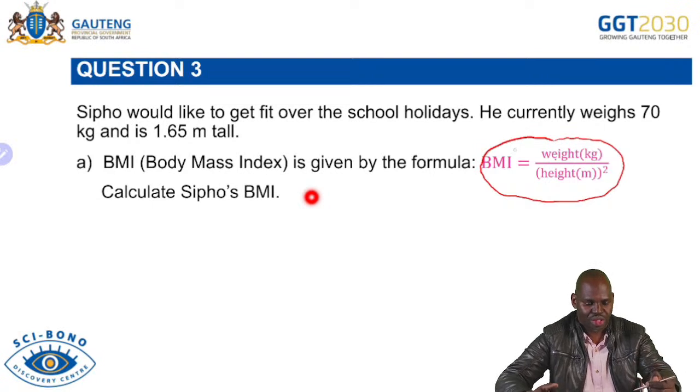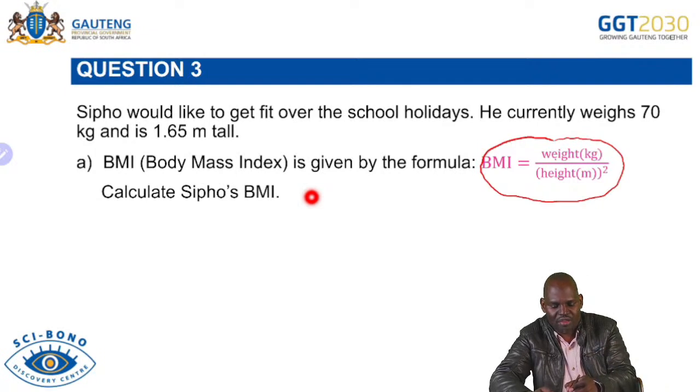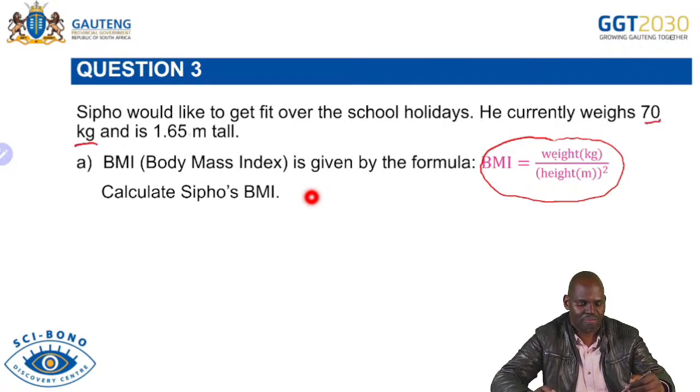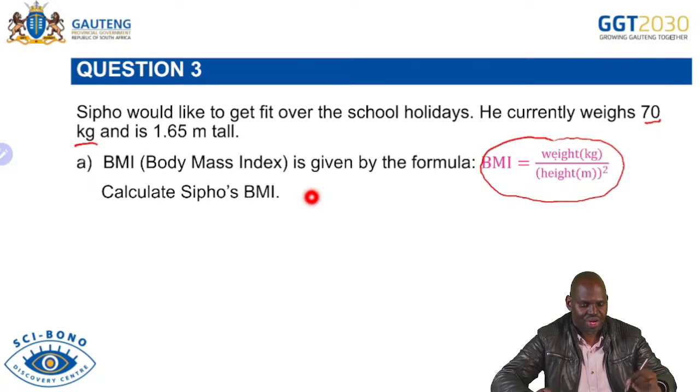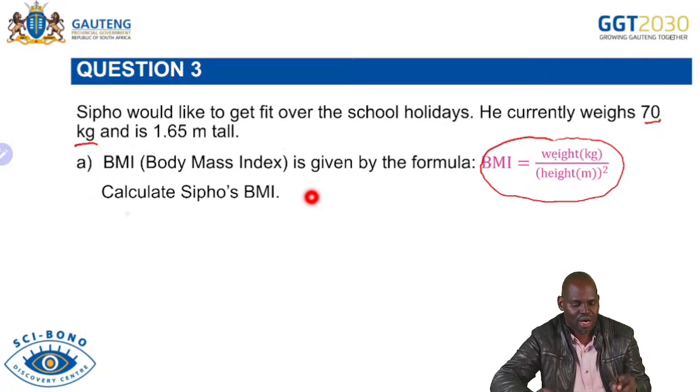Okay, now in this question, if we read it: Sipho would like to get fit over the school holidays. He currently weighs 70 kilograms. There is the information, 70 kilograms, and is 1.65 meters tall. Question 3a, BMI, which stands for body mass index, is given by the formula as I've just explained. Then it says calculate Sipho's BMI.